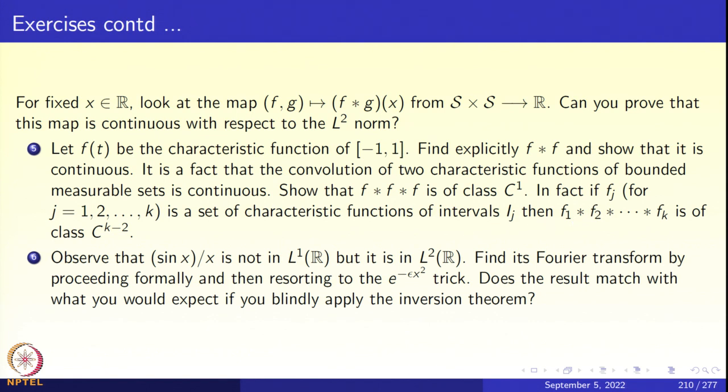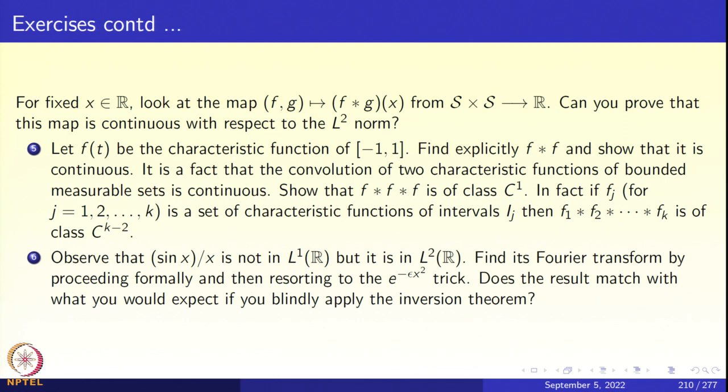The next problem. sin x / x is not in L1. Remember, the integral of sin x / x from minus infinity to infinity is a conditionally convergent improper Riemann integral. The integral of |sin x / x| diverges. So sin x / x is not an L1 function, but it is an L2 function. sin²x / x² is integrable. So sin x / x being in L2 has a Fourier transform. How do you find the Fourier transform of sin x / x? Because we know by Plancherel's theorem that sin x / x will have a Fourier transform because it's in L2.